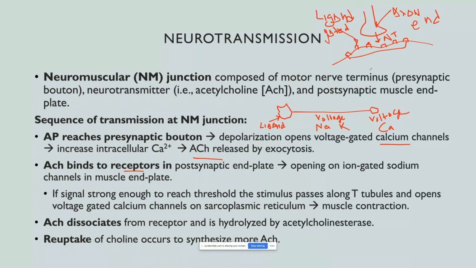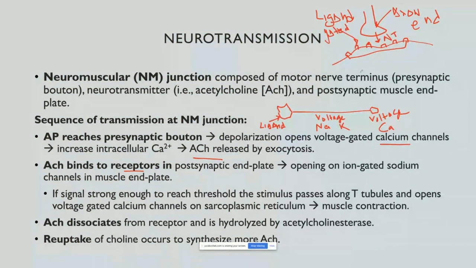And if there is a good amount of sodium entering inside the cells and the cells reach threshold, that will create an action potential that will lead to the sequence of events that permit the muscle contraction that we are going to be studying next week. The stimulus is going to move through these T tubules and open voltage-gated calcium channels that are present on the sarcoplasmic reticulum of the cells. Calcium is going to move into the cytoplasm, and actin and myosin will interact and lead to the muscle contraction.